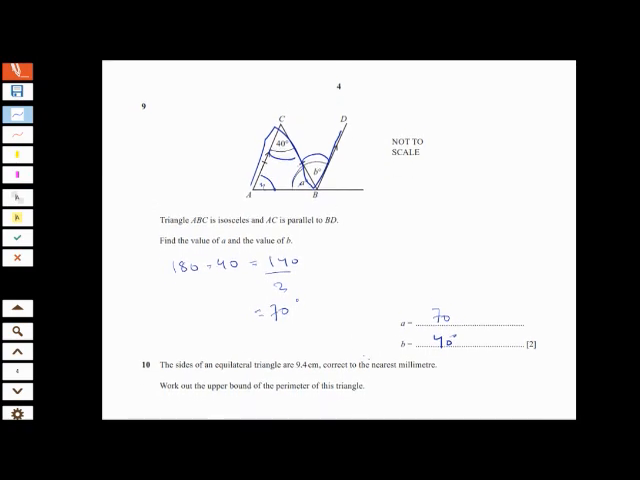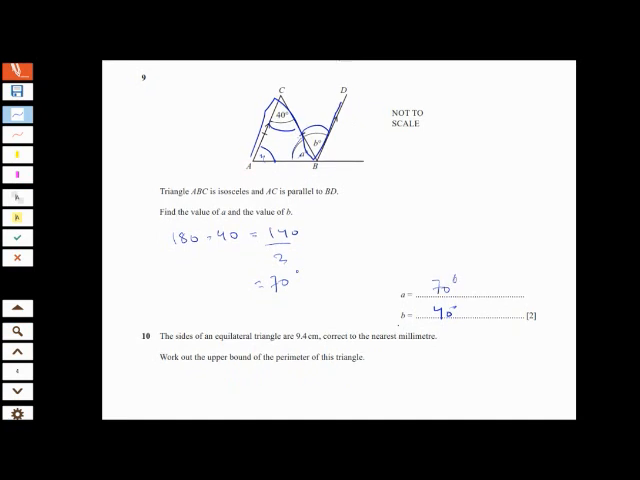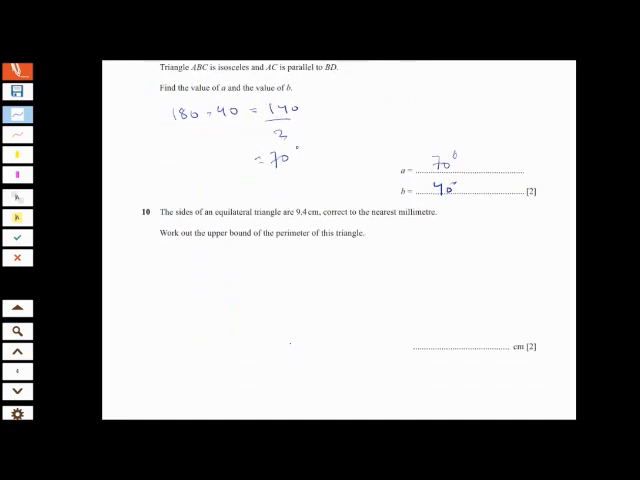Right, now on to the next question. Also, don't forget the unit, which is degrees here. Right, the sides of an equilateral triangle are 9.4 centimeters. Correct to the nearest millimeter, work out the upper bound of the perimeter of this triangle.